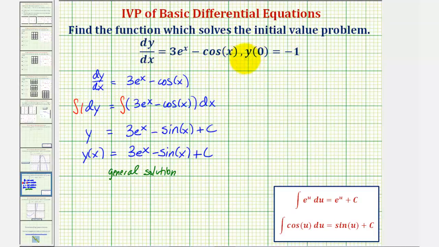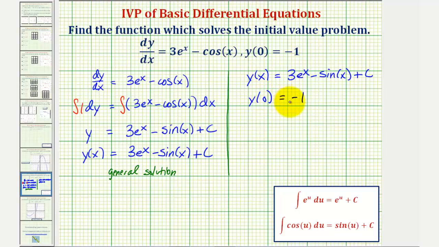But because we're given the function value y of 0 equals negative 1, we can now find c, which will give us the particular solution, or the solution to this initial value problem. So we know that y of x equals 3e to the x minus sine x plus c. We also know y of 0 equals negative 1. So notice how this tells us the function value is negative 1 when the input, or x value, is 0.